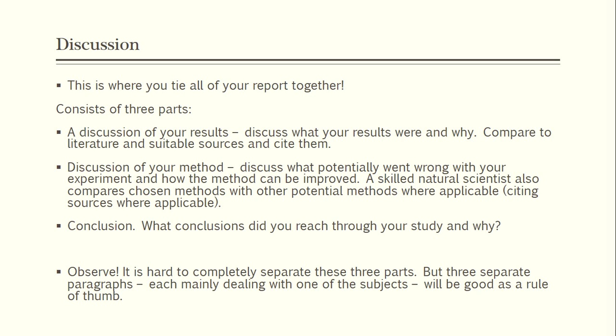Typically, we want to include all of these three things, but they don't have to be written that separately from each other either. As a rule of thumb, I would say try to write three paragraphs in your report: one with discussion of results, one with discussion of method, and then one with a conclusion. But when you discuss your results, they're directly tied to your method, so it's hard to completely separate these. A conclusion is hard to completely separate from the other two parts, but strive to keep them in three different paragraphs as you begin learning how to write a lab report.